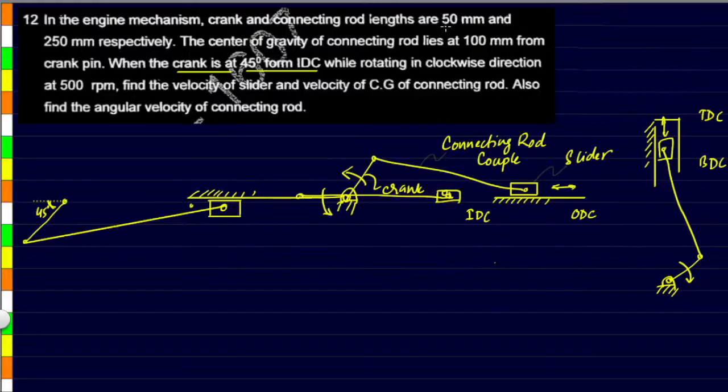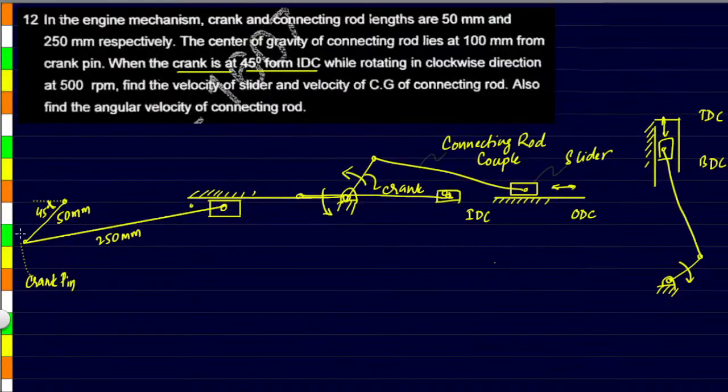What are the lengths? The lengths are given as crank and connecting rod of 50 and 250. So 50 mm is the crank length, and the coupler or connecting rod is 250 mm. Then the center of gravity of the connecting rod lies at 100 mm from the crank pin. Where is the crank pin? It is 100 mm from the crank pin on the connecting rod itself. This point here is called the crank pin.